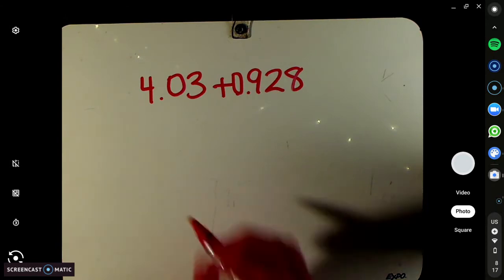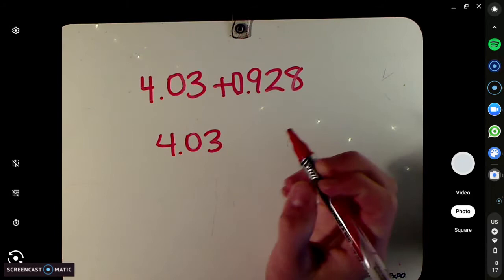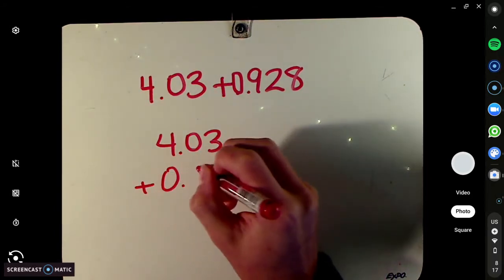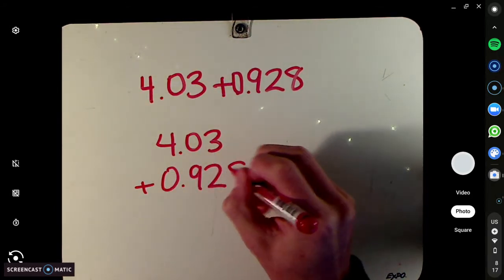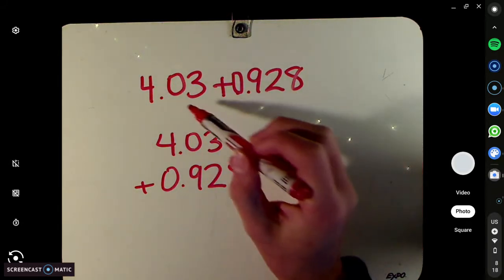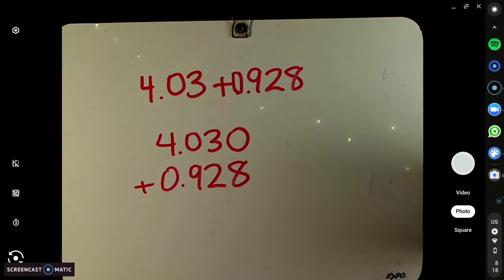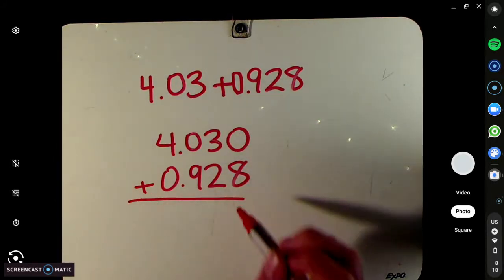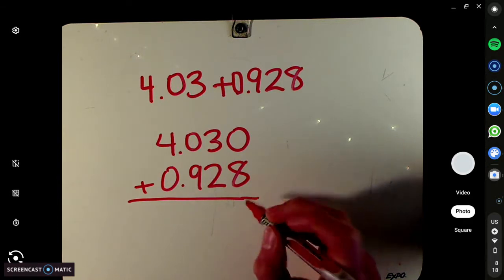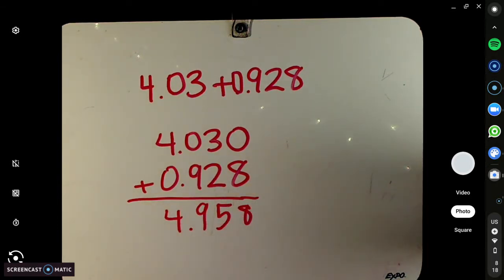0.928 plus 4.03. Copy that into vertical form. We need to add an extra decimal place to our first number. Add a 0 because that does not change the value. And then add normally. Cool.